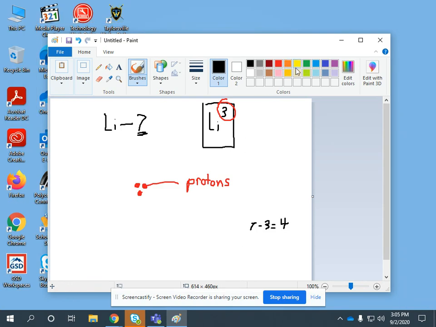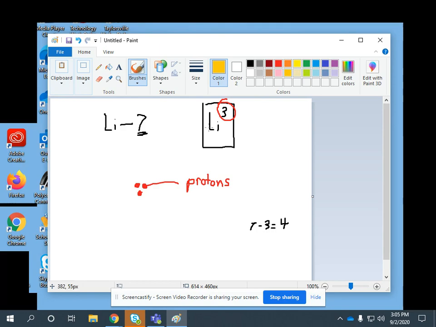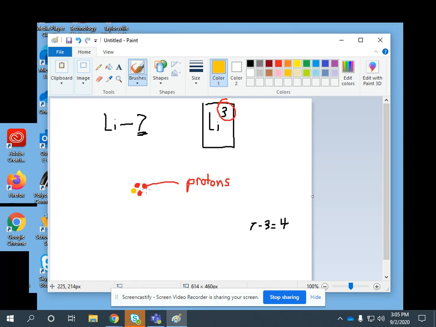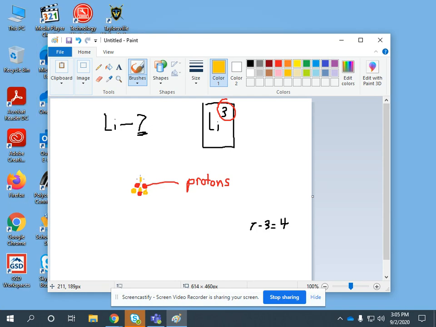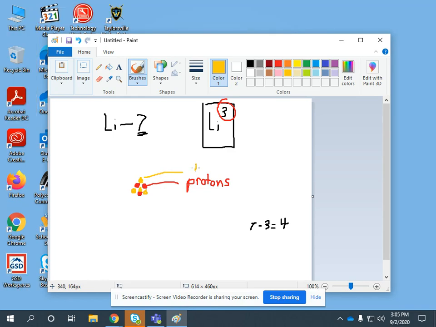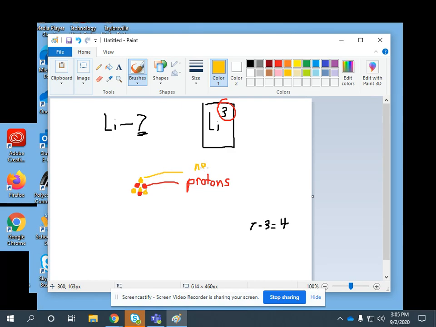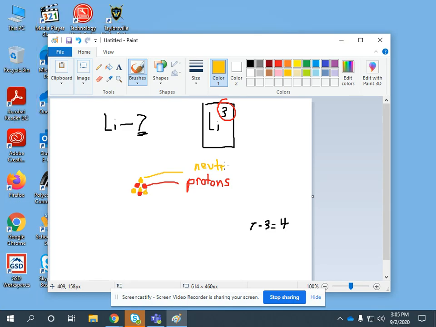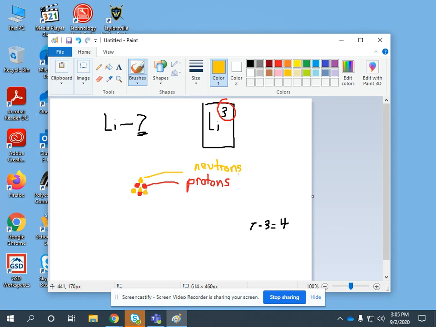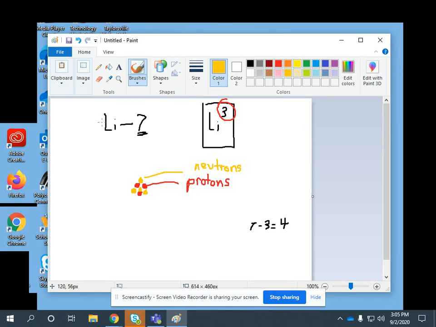So I'm going to choose a different color to draw in 4 neutrons in the nucleus of my atom. So I'm going to use the yellow dots. 2, 3, 4. And again, I'm going to label my model neutrons because that's in the center of the atom. So if we count the total number of dots, I should have 4 yellow neutrons and 3 red protons, which adds up to equal 7.